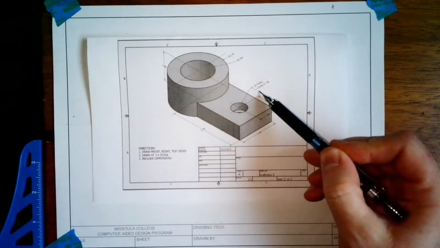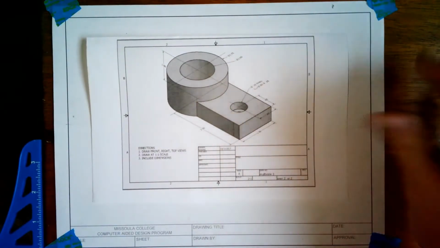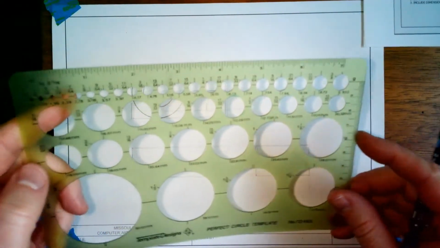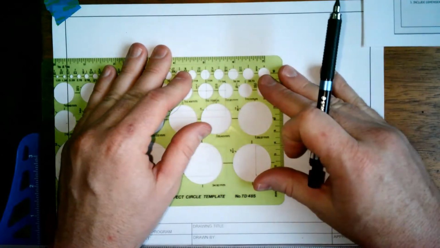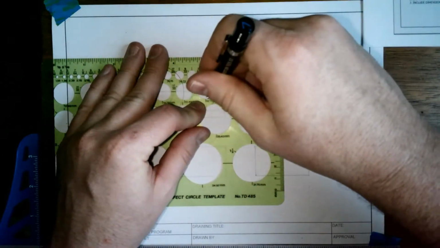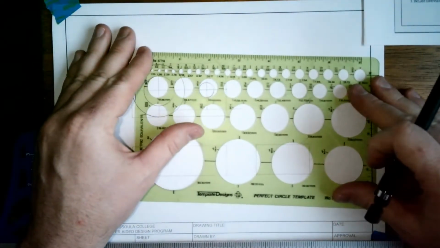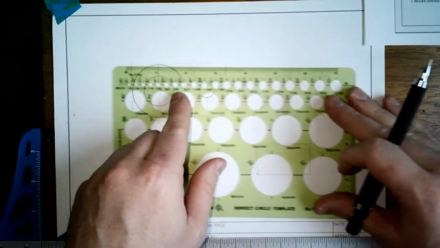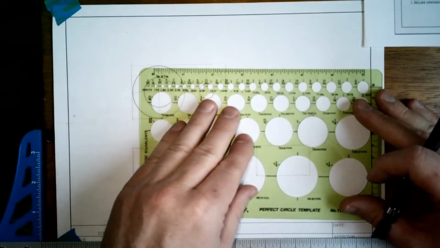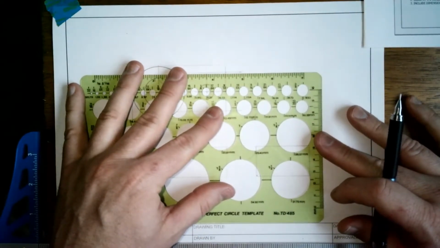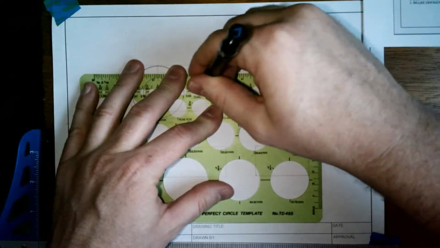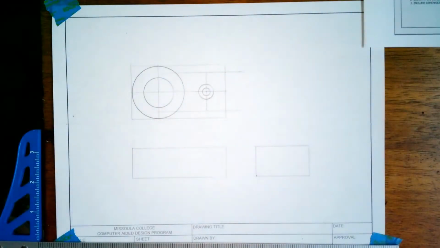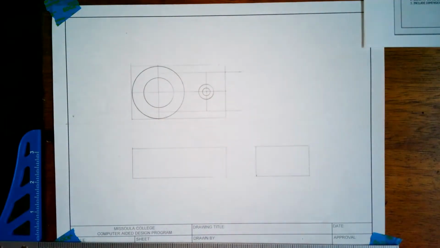So I've got the counterbore. This large one has diameter 0.5, and I've got the smaller one in here, diameter 0.25. So I'm going to go diameter of 0.5, and then diameter of 0.25, which is a quarter inch right there. There we go. So top view is looking pretty good.